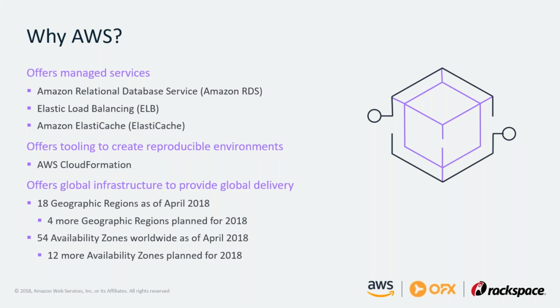And lastly, that global infrastructure. If you look at, and these numbers were good as of April 2018, and we put these dates on because Amazon's always growing. AWS is always growing their global infrastructure. But 18 geographic regions, 4 more geographic regions planned for this year. Some have been established, 54 availability zones. So you get the idea. I'm not going to read all the stats, but you get the idea that AWS has a great global footprint.